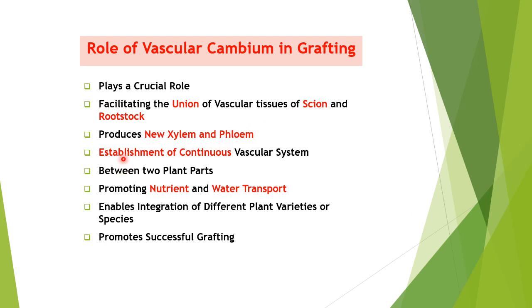Vascular cambium between two plant parts, when the two are combined together, will promote the nutrient and water transport, enables integration of different plant varieties or species, and promotes successful grafting. So vascular cambium is a very important tissue which is responsible for connecting the two. That is why there should be compatibility between the two. The connection should be such that a new connection is established between the xylem and the phloem, so that there is nutrient and water transport taking place between the rootstock and the scion.